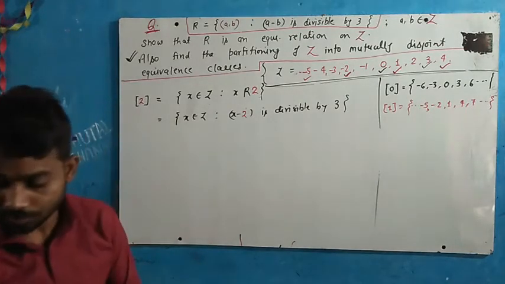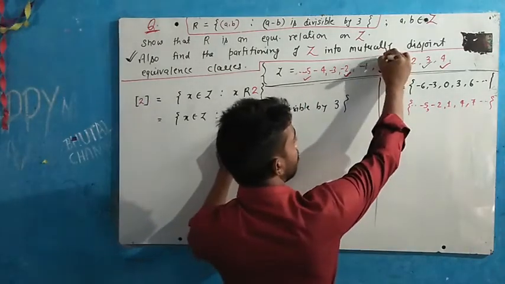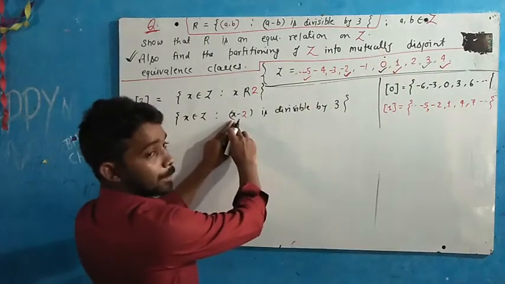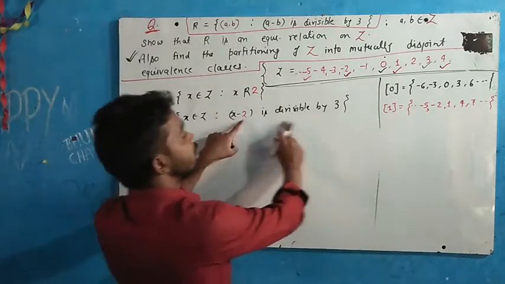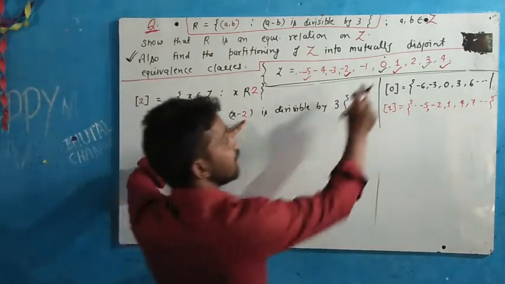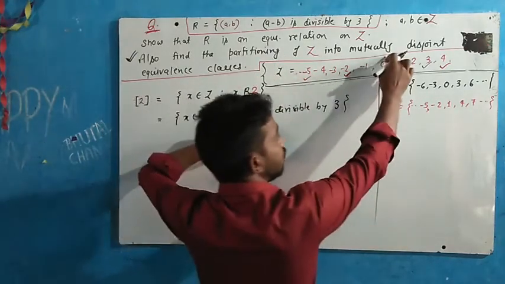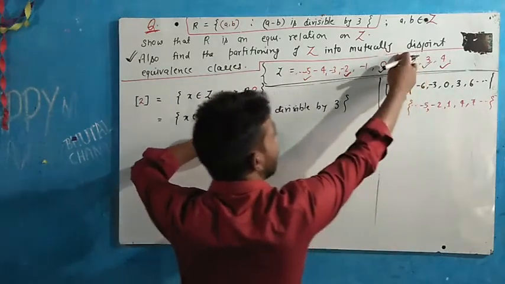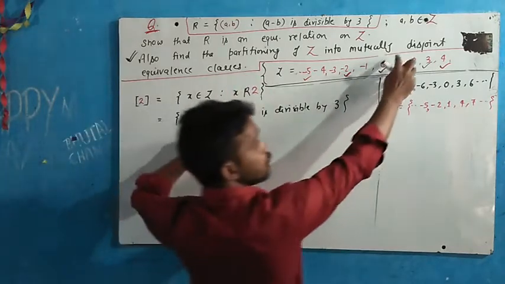Let's see again. First of all, take the value x equal to 0. After putting x value 0, what will we get? 0 minus 2, that is minus 2. Is minus 2 divisible by 3? Is it true? No, it means minus 2 is not divisible by 3. That's why we cannot take 0. So just leave it. Go for the next. On this side, 1. 1 minus 2 is minus 1, which is not divisible by 3. So 1 also we cannot take.